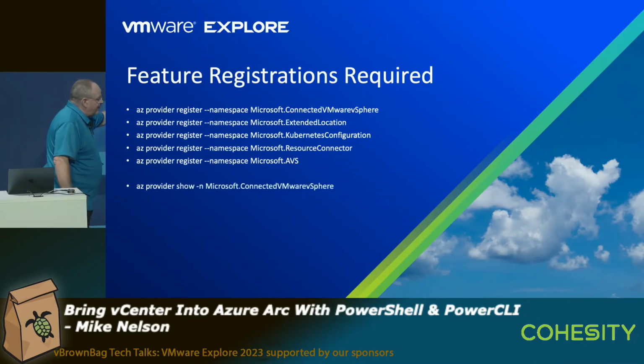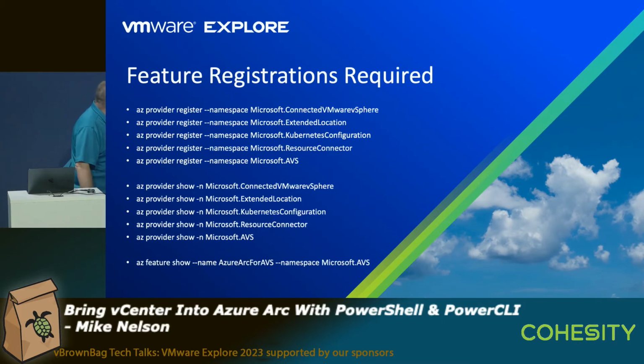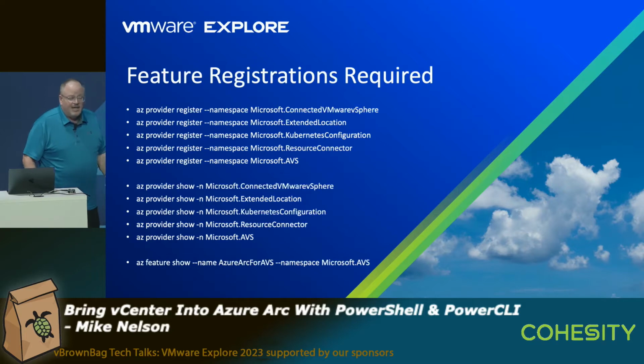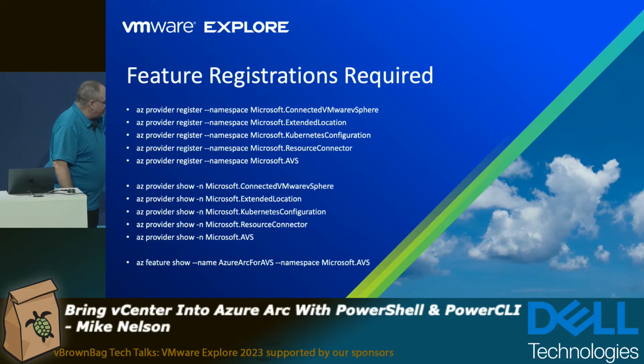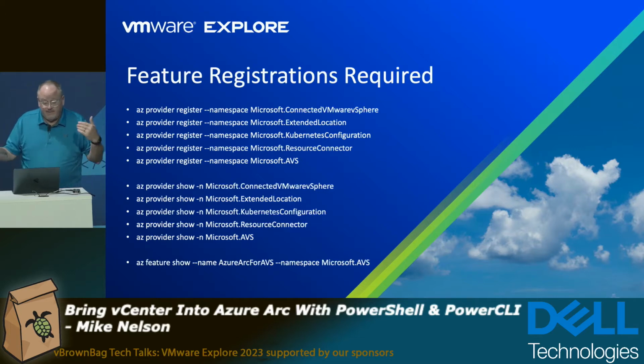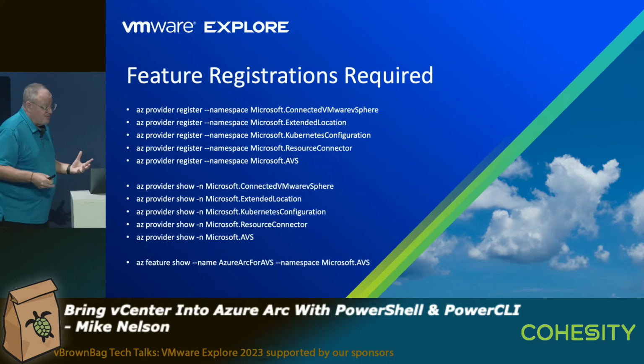So these are the feature registrations that are required for your Azure subscription. You need to go through and actually enter these. You have the ability to do it through the UI. You can go into the Azure Active Directory, go into Preview, and select these, but it's just easy to run it from the command line. So you're going to run these commands. You're also going to do these because you have to wait until they all are enabled, and then you can take a look and make sure you have Azure Arc for AVS enabled. It's actually there. Once that's done, then you can build the resource bridge.